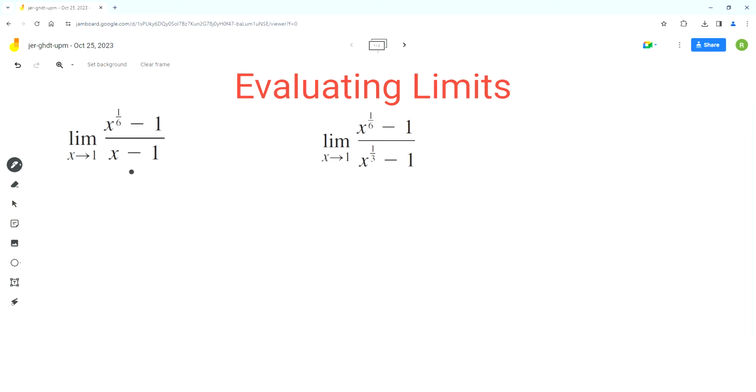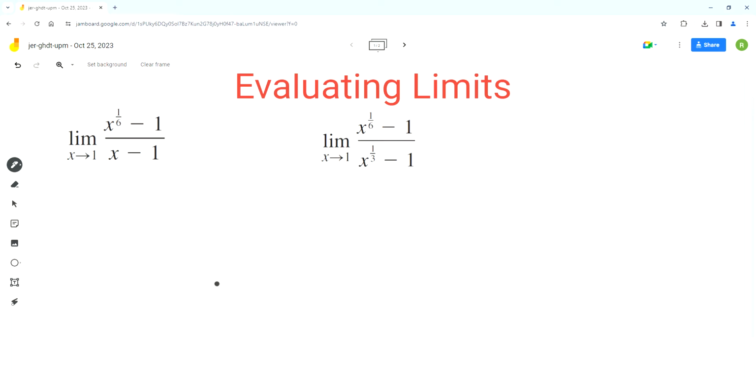Now for this limit, we cannot use a direct substitution method because if we sub in x as 1, then the denominator becomes 0. That makes the fraction undefined. And we cannot use the conjugate method because that will not simplify the expression. So here we'll have to use the variable substitution or the u-substitution.